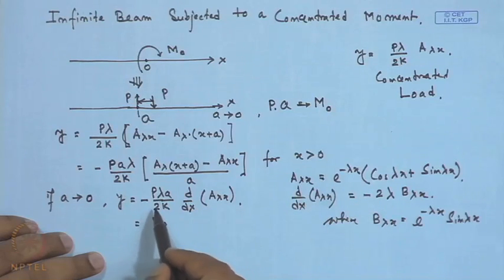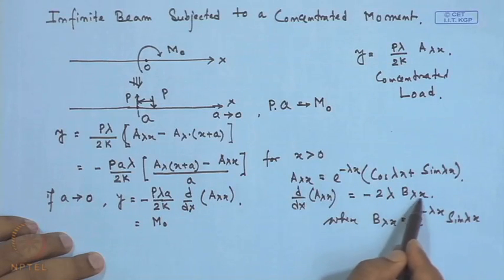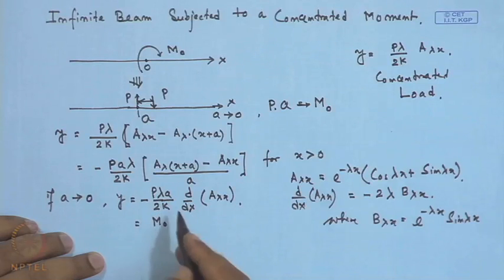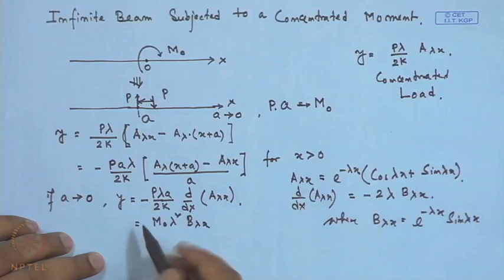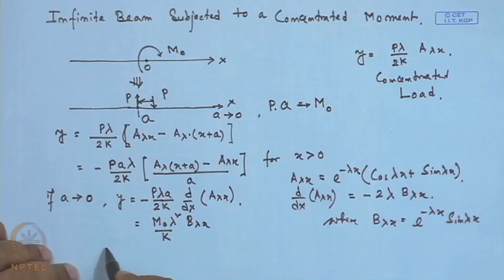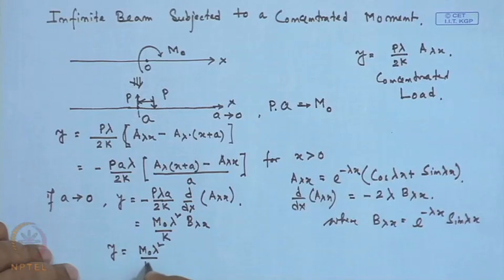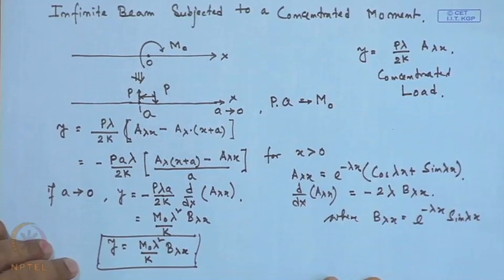Now if I put this value here, if I replace these things with this minus 2 lambda B lambda x, then this will be P 0 m 0 into lambda into another lambda, that is lambda square, then B lambda x, and then 2 will be cancelled out, divided by k. So this will be the deflection equation: m 0 lambda square divided by k b lambda x. This is the expression of the deflection if the beam is subjected to a concentrated moment.